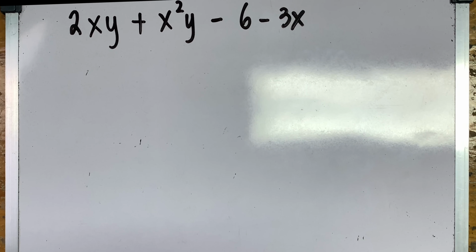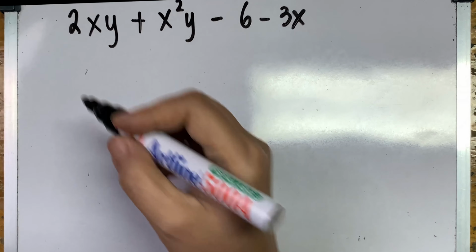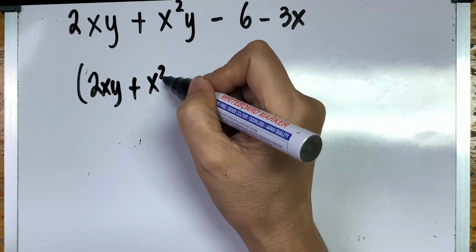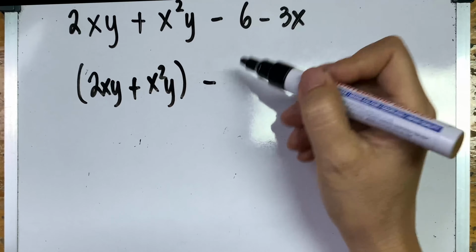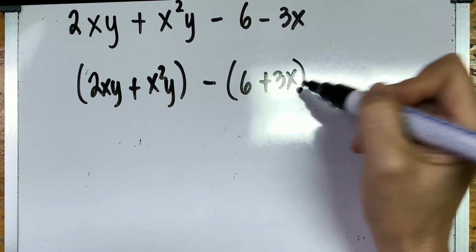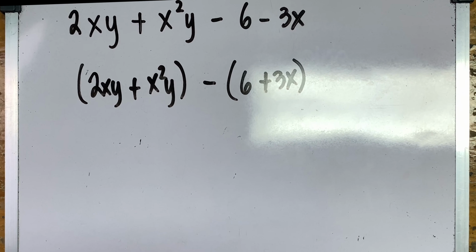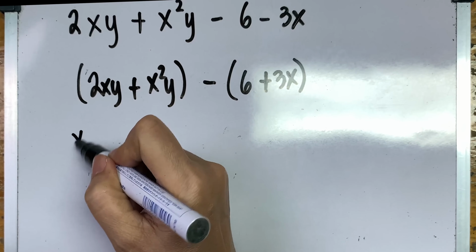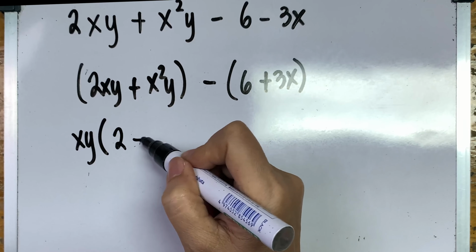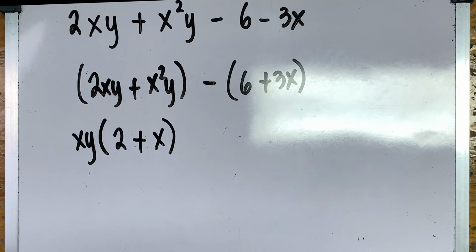Okay, for our next example, again, i-divide natin itong polynomials na to into 2 groups. Okay, we'll put 2xy plus x squared y. And since there's a negative, labas natin yung negative, meron tayong 6 plus 3x. Next, hanapin natin yung greatest common factor sa first group. Okay, so ang greatest common factor dito is xy. Okay, so what is left will just be 2 plus x.